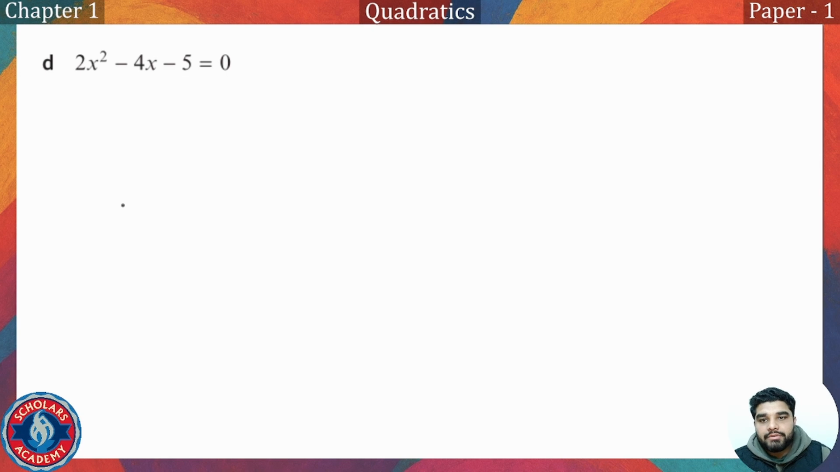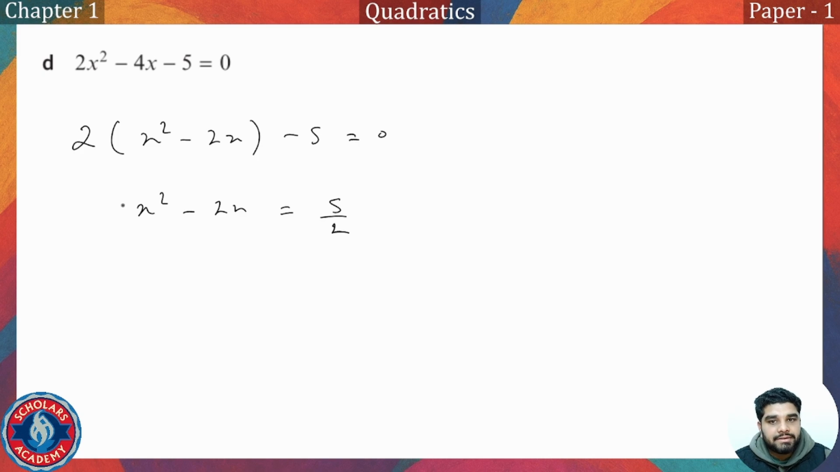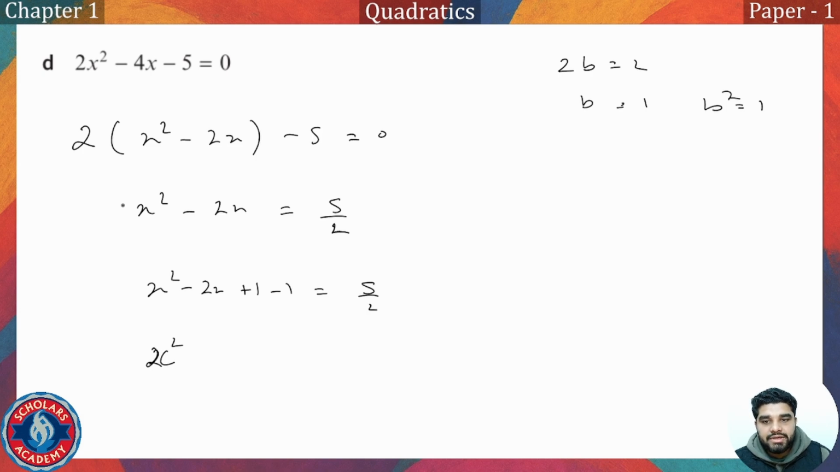So now what we'll do, we'll take 2 common. We get x square minus 2x minus 5 is equal to 0. So what we can do is write it as x square minus 2x is equal to 5 by 2. Directly take it to the other side. 2b is equal to 2, b is equal to 1, b square is equal to 1. So we get x square minus 2x plus 1 minus 1 is equal to 5 by 2. So x square minus 2x plus 1 is equal to 5 by 2 plus 1.